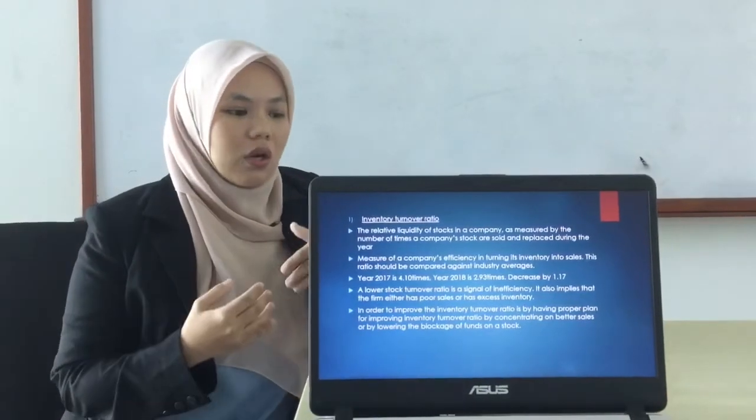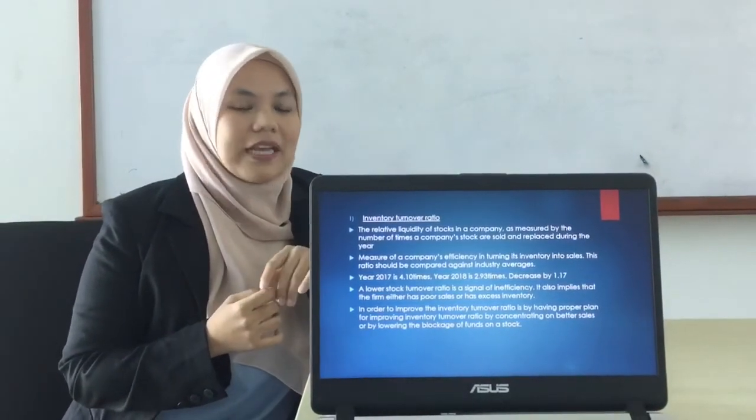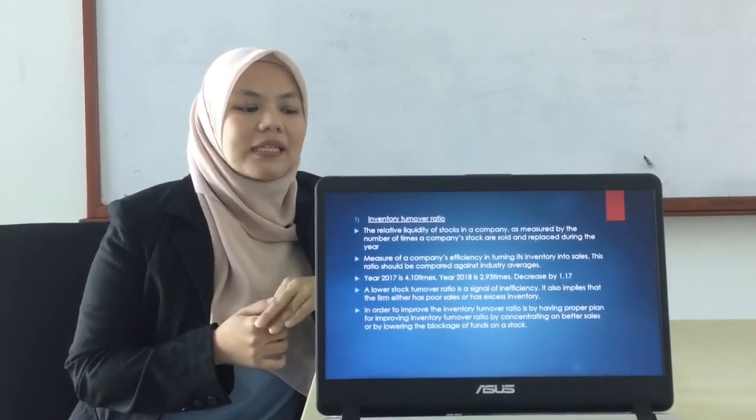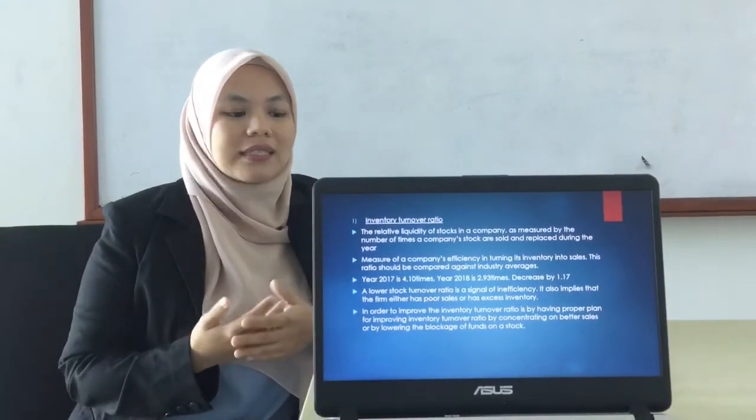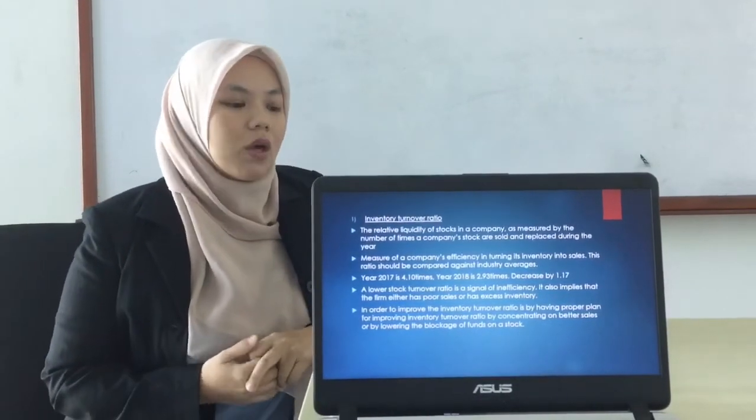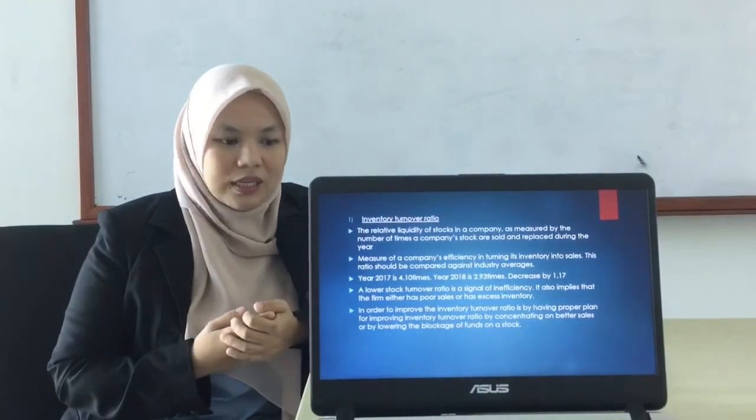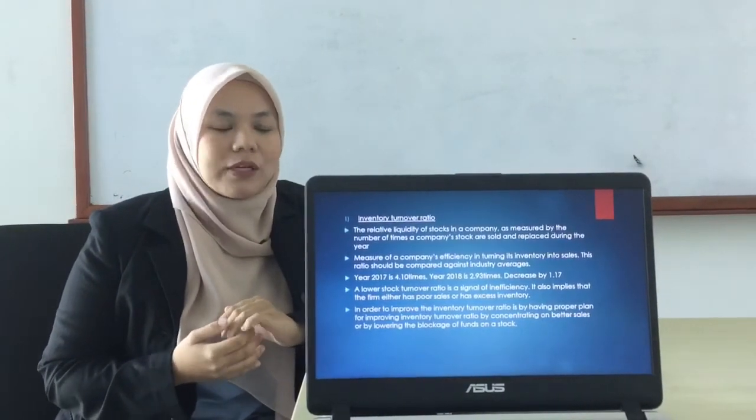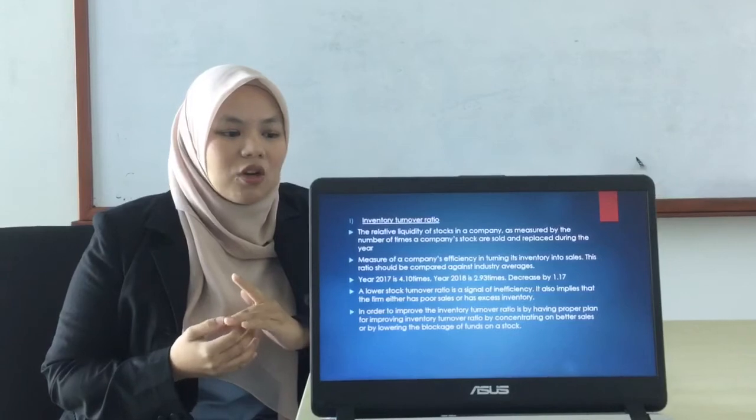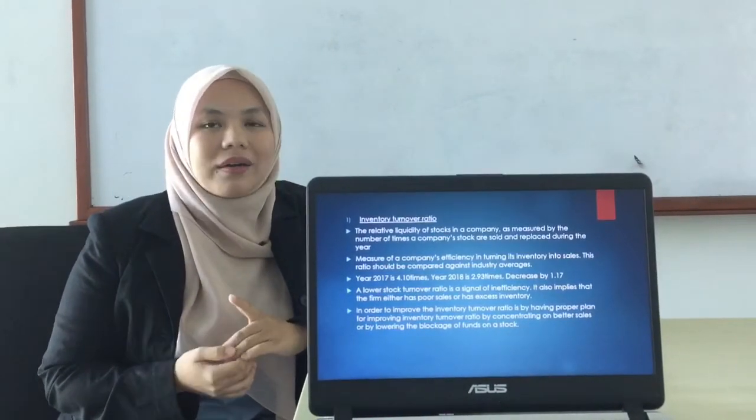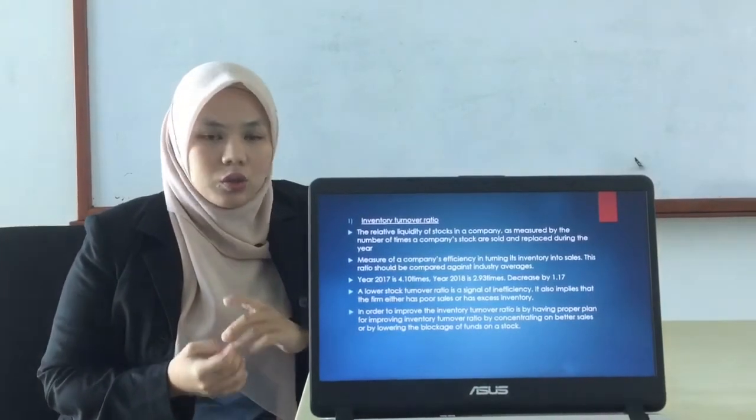A lower stock turnover ratio is a signal of inefficiency. It also implies that the firm either has poor sales or has excess inventory. In order to improve the inventory turnover ratio, there should be a proper plan, concentrating on better sales or on lowering the blockage of funds in stock.